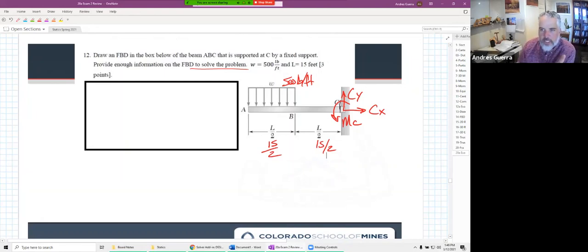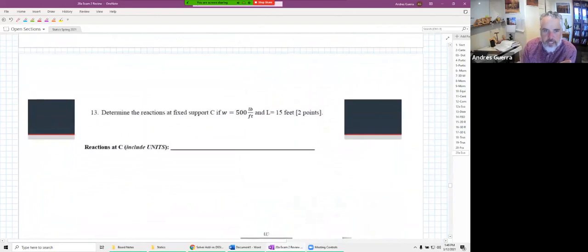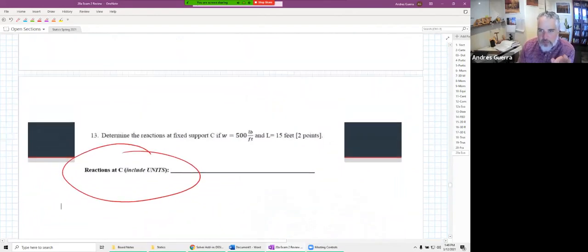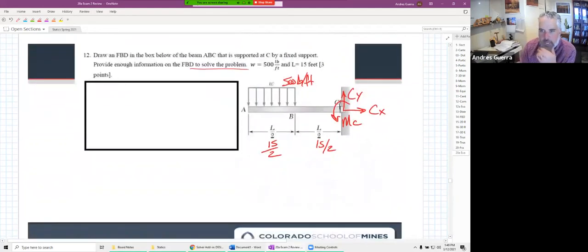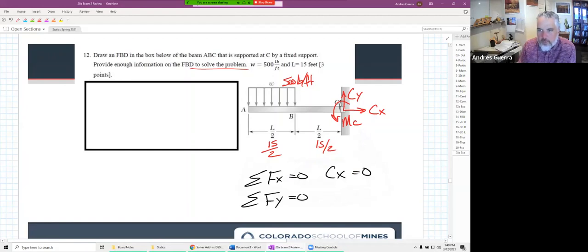So how are we going to solve, right? It's asking us to find the reactions at C, given the same W, same L as our original FBD up here. Well, we've got 3 equations and 3 unknowns. So if we sum forces in the X, we're going to have just a CX, and we'll find that's equal to 0. If we sum forces in the Y, we're going to have a CY that's going up.